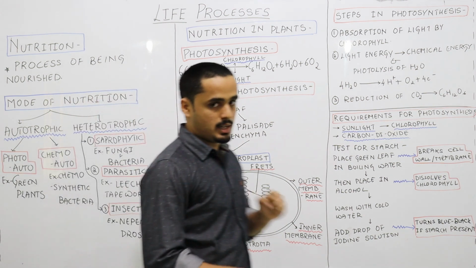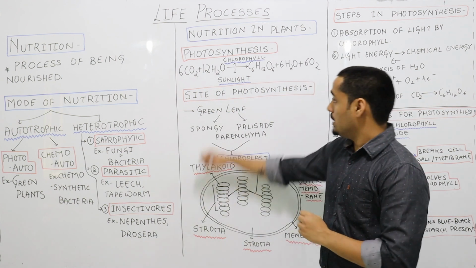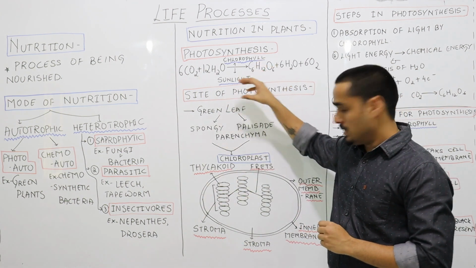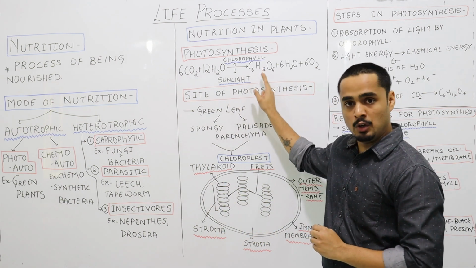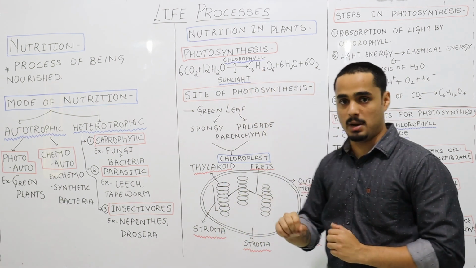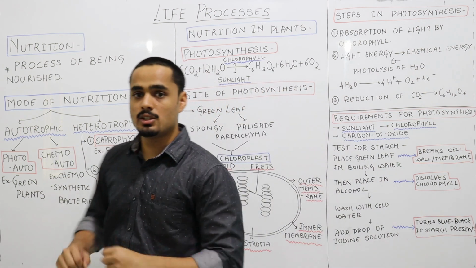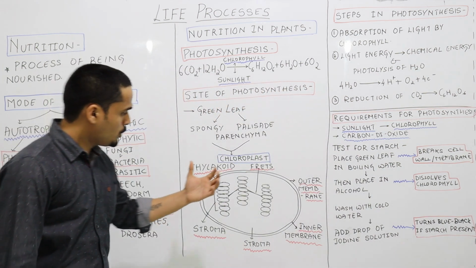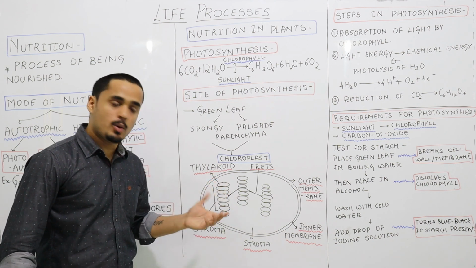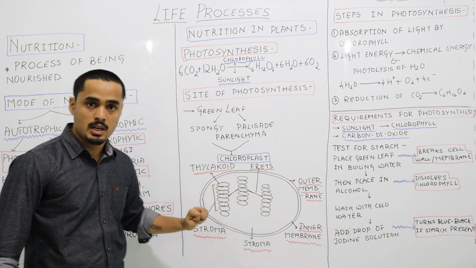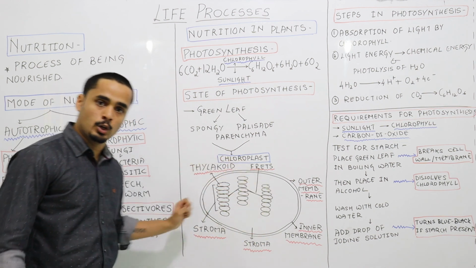Why are they called the kitchen of the plant cell? Because the entire process of photosynthesis takes place in this chloroplast. That is, the manufacturing of glucose happens within this chloroplast. Hence, they are called the kitchen of the plant cell. So when we discuss photosynthesis, it becomes mandatory to understand the structure of chloroplast. Now, let's look into the structure of a chloroplast.